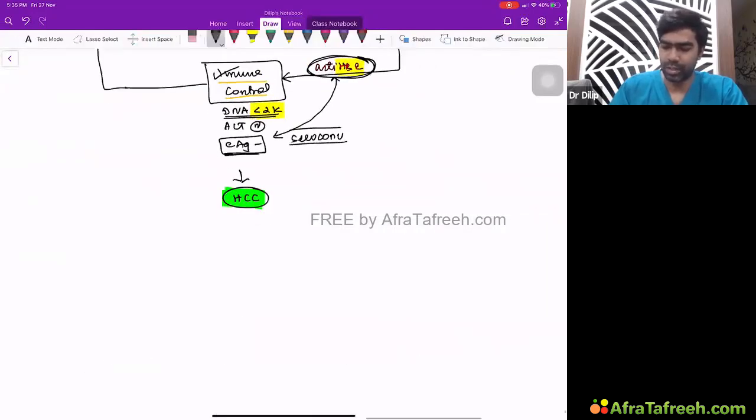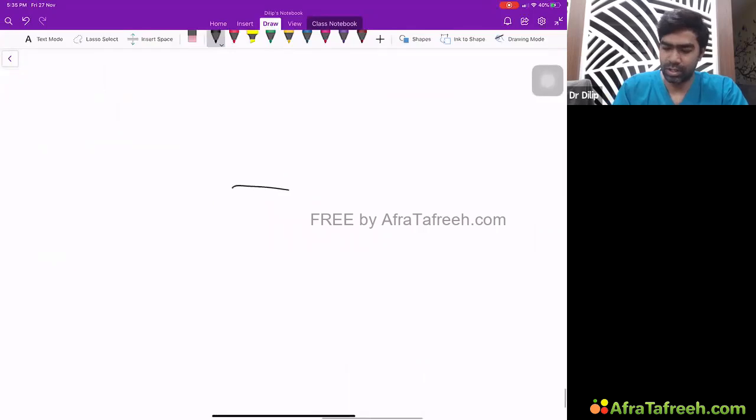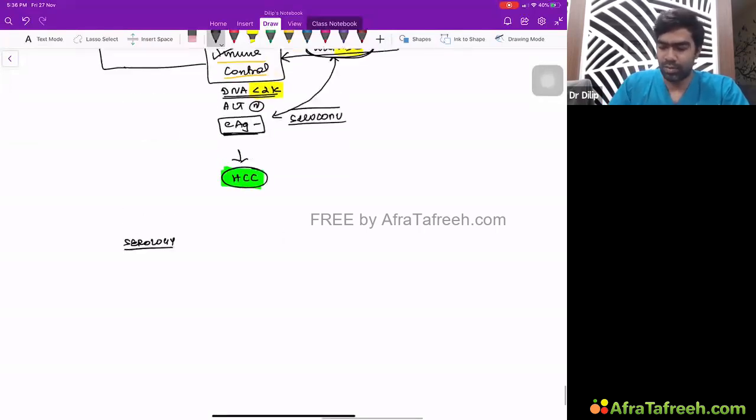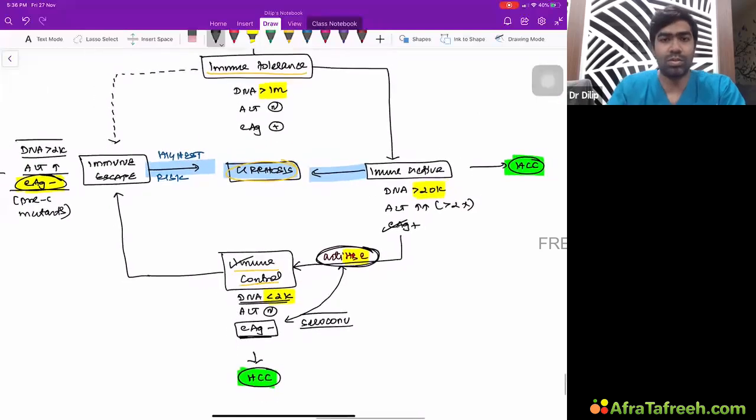Clear? They do develop hepatocellular cancer because of this. So these are the reasons why they're going to develop hepatocellular cancer in the first place. So now let us understand the serology, the serology of hepatitis B virus. So what will be the serological findings? Do you understand till now? Whatever I've told you, are there any doubts you want to ask, or can I move on to the serology?